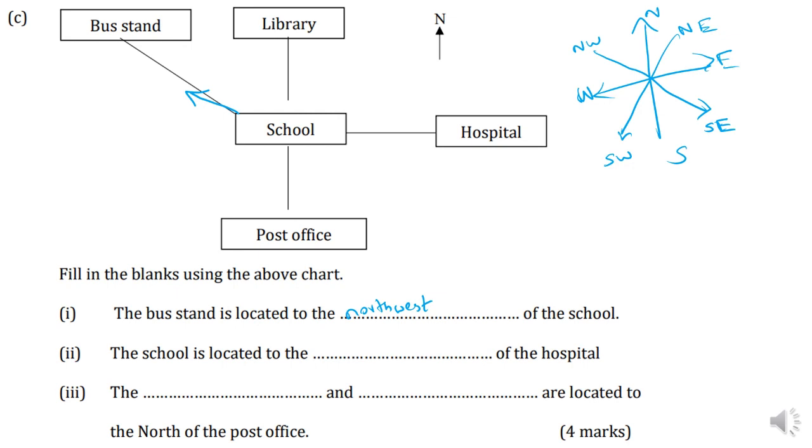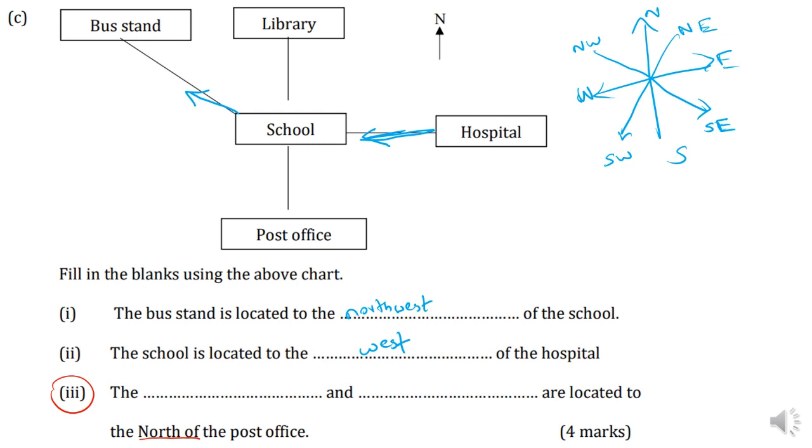The school is located to the blank of the hospital. If you see from the hospital, the school is located in this direction. That means to the west of the hospital. The school is located to the west of the hospital. Okay, let's go to question number 3.